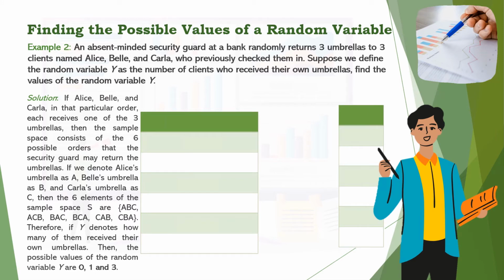So we have here first the outcomes or elements of S. And then the second column is for the particular value of the random variable y denoted by small letter x. As indicated in the problem, remember that we need to find the values of the random variable y defined as the number of clients who receive their own umbrellas.